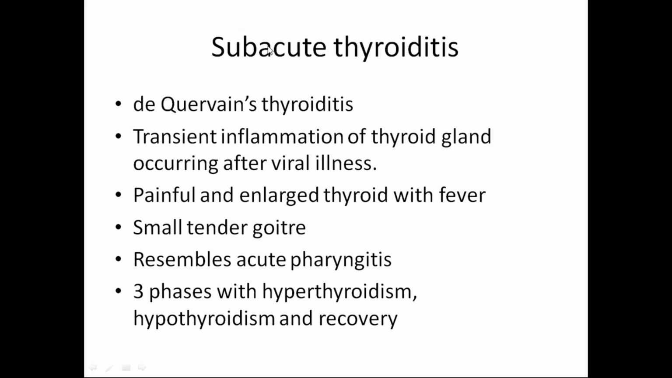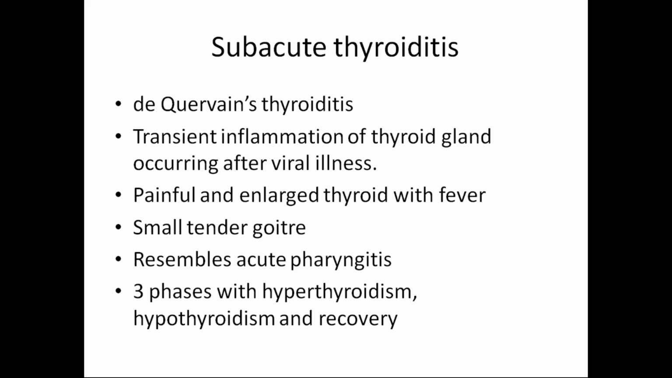Another cause of thyrotoxicosis is subacute thyroiditis. Subacute thyroiditis is also called De Quervain thyroiditis. It is the transient inflammation of the thyroid gland occurring after any viral illness like mumps, Coxsackie, adenovirus. So you will have a viral illness, and after 4 to 6 weeks, the patient will be normal, and later there will be inflammation of the thyroid gland. That is subacute thyroiditis.